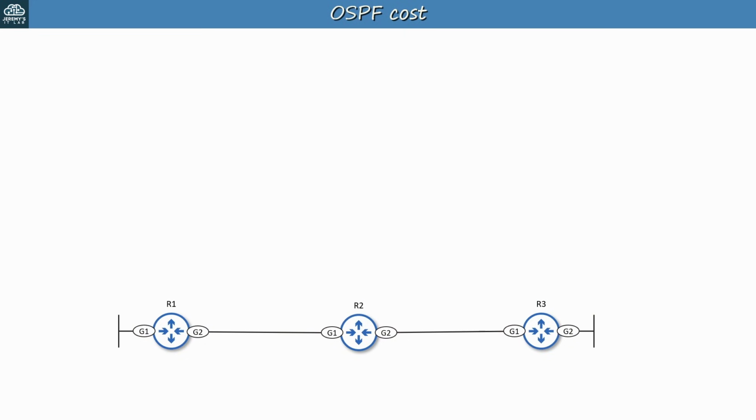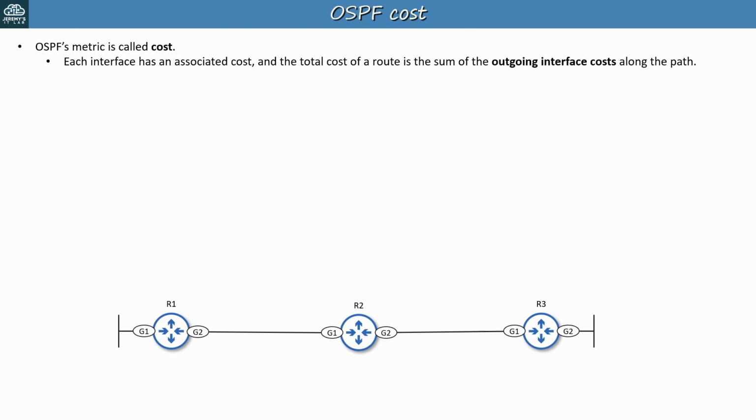So you've enabled OSPF on the appropriate interfaces, and the routers made adjacencies and exchanged LSAs with each other. We'll cover how they do that in other videos. Now, how does a router calculate the best route to each of the destinations it has learned of? It uses a metric called cost. Each interface has an associated cost, and the total cost of a route is the sum of the outgoing interface costs along the path. So let's add some interface cost to this diagram to demonstrate.